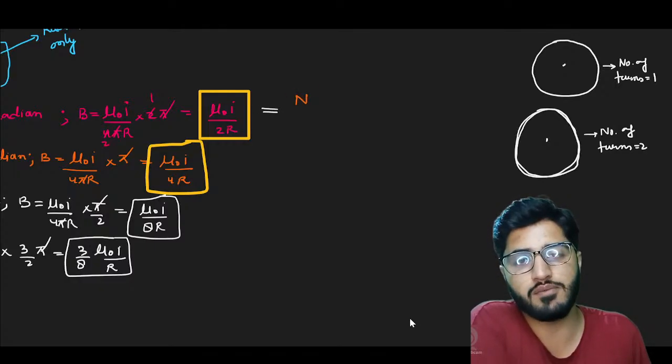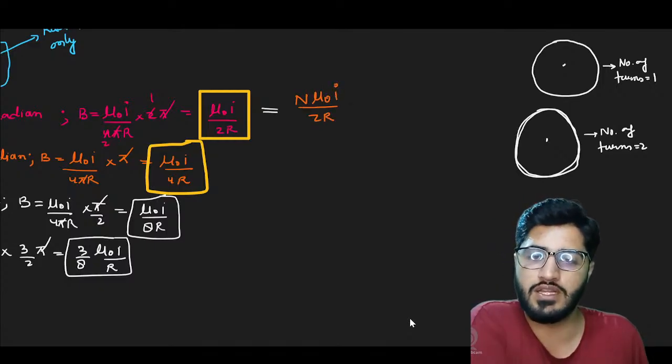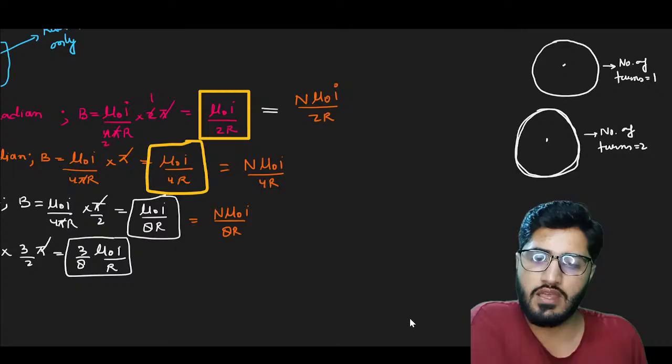You will write n times nu naught I divided by 2r. This one, n times nu naught I divided by 4r. This one, n times nu naught I divided by 8r. N times 3 by 8 nu naught I divided by r.